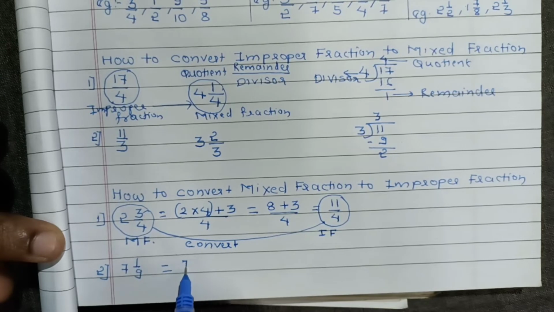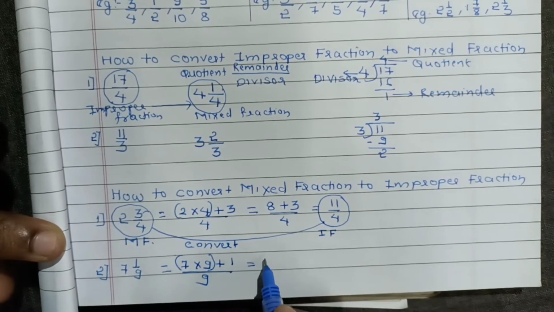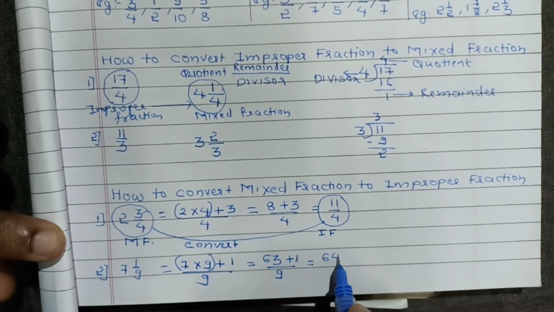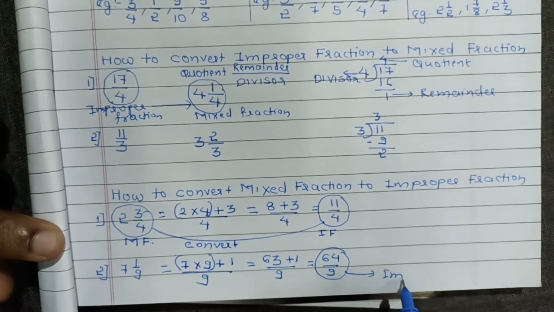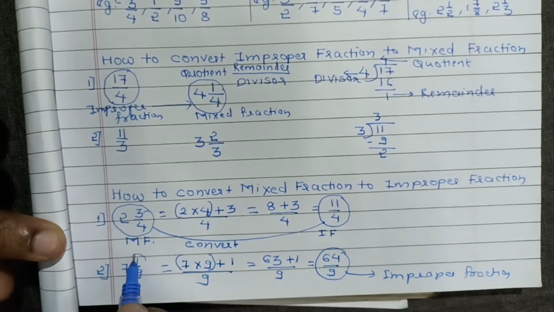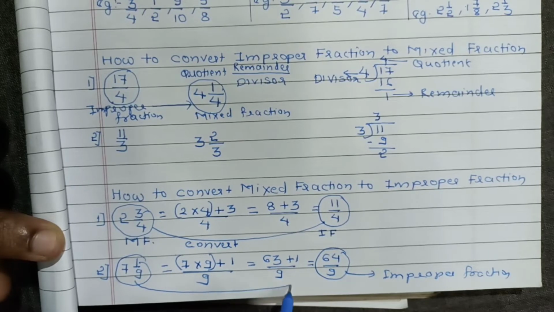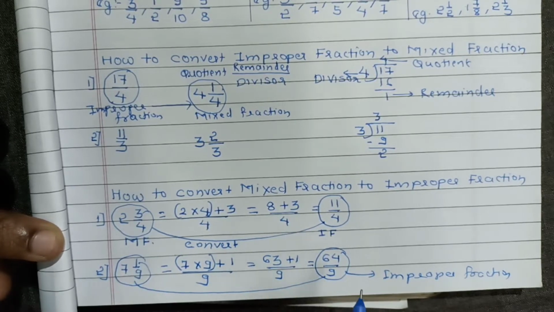You have to write here 7 multiplied by 9, then plus operation you have to write, and this is 1 divided by this 9 you have to write here. Then you have to do the multiplication. 7 into 9 is 63 plus 1 divided by 9. So 63 plus 1 is 64/9. So this is the improper fraction, and this is the mixed fraction. So this is called conversion from mixed fraction to improper fraction.